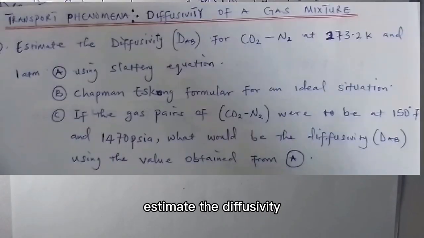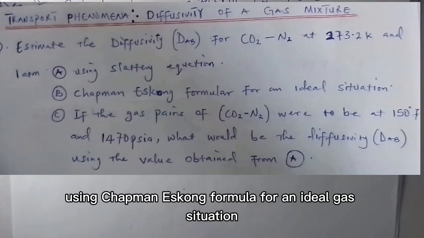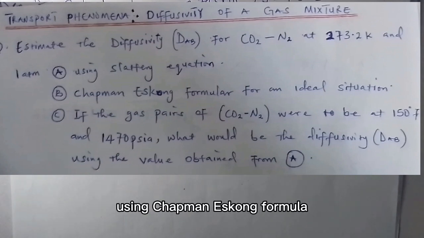Estimate the diffusivity for carbon dioxide and nitrogen at 373.2 Kelvin and 1 atm. A, using the Slattery equation. We have done that in part 1. B, using the Chapman-Enskog formula for an ideal gas situation. So that is the second part you are doing now, using the Chapman-Enskog formula.